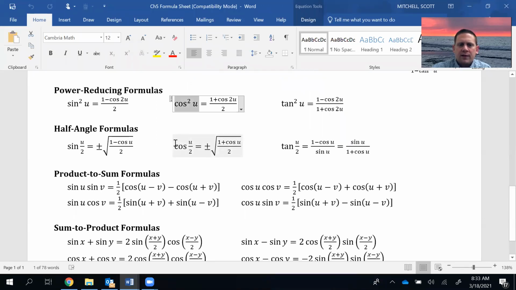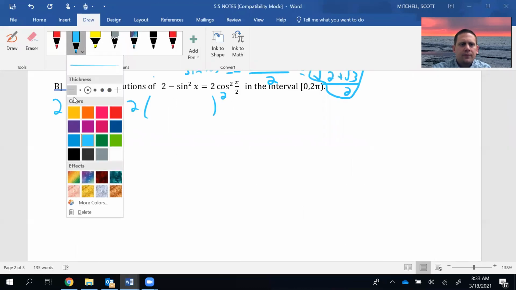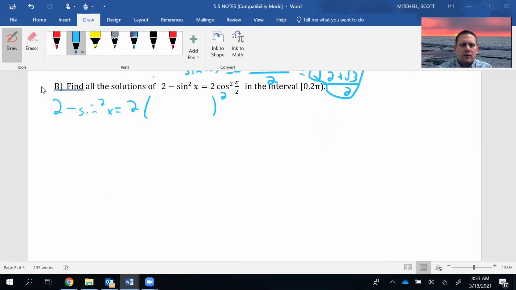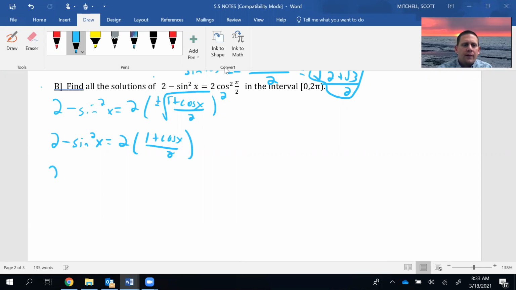Okay, so I'm going to replace this in my question with this. So it's plus or minus the square root of 1 plus the cosine squared. So it's plus or minus, which is just going to go away. Then it's 1 plus the cosine of x over 2. All right, so now we have to square this mess. So the plus or minus goes away, and the square root goes away. So you're just left with this piece. And then the 2 is going to cancel with that 2.